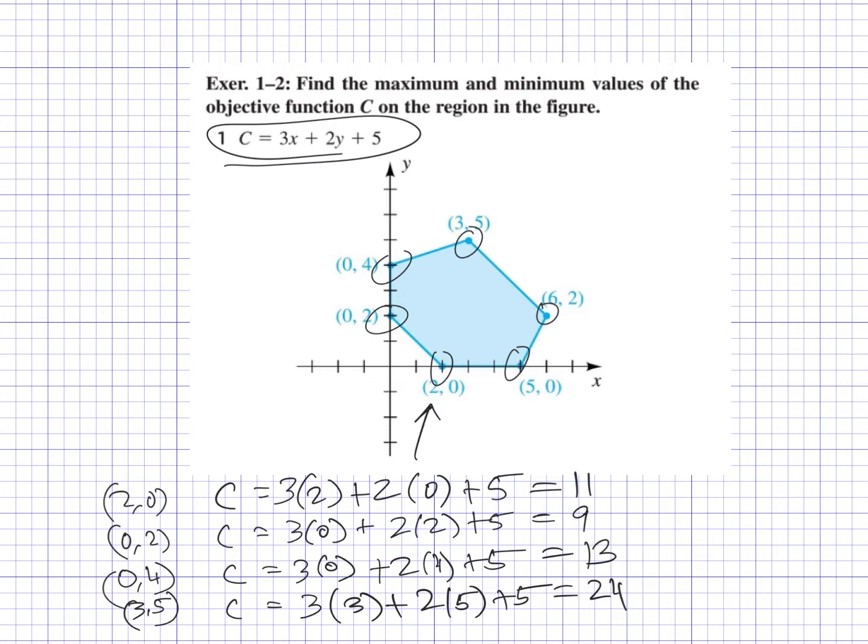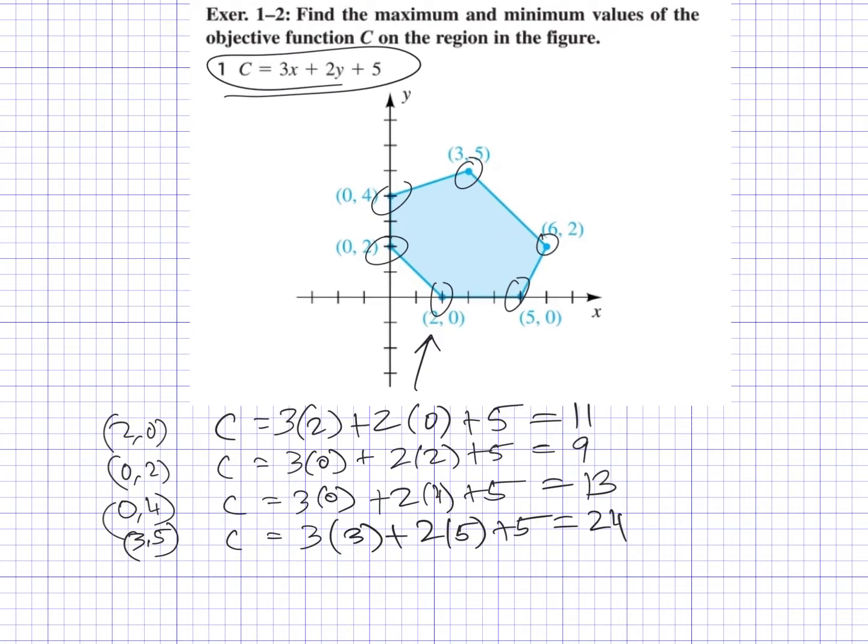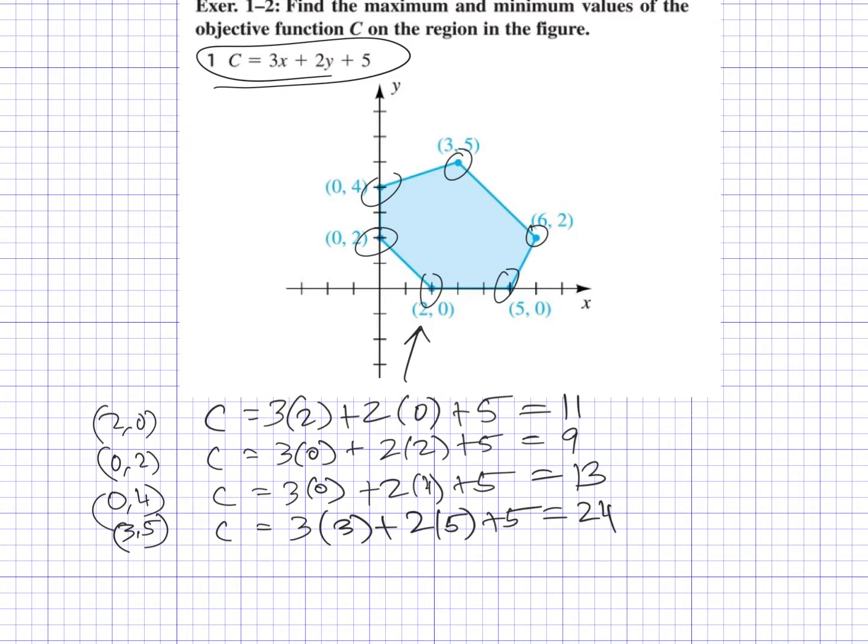All right, and let's do 2 more. Let's just raise all this up just a little bit. All right, so let's do 6, 2. Now you're not sure which one's the best one. All right, so this is 3 times 6 is 18 plus 2 times 2, 4, that's 22, plus 5 is 27. This one seems to be the biggest one.